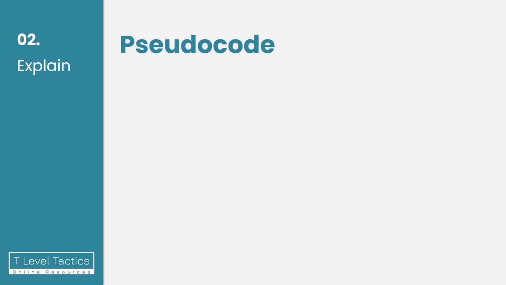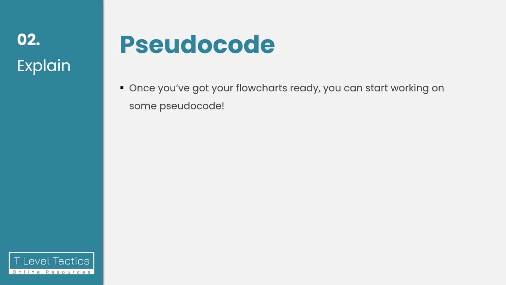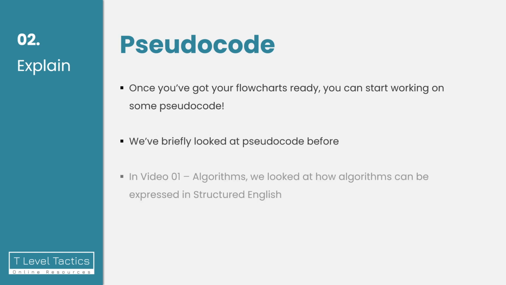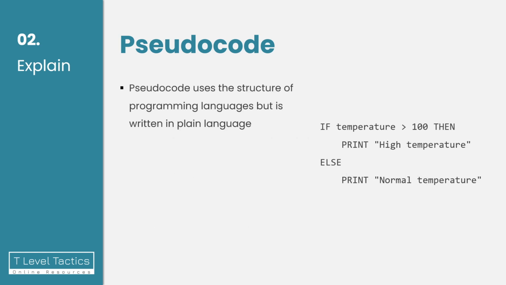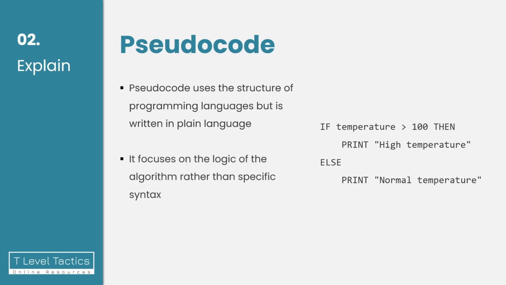Once you've got your flowcharts ready, you can then start working on some pseudocode. Now, we've briefly looked at pseudocode before. In video 1, Algorithms, we looked at how algorithms can be expressed in structured English. And structured English is a type of pseudocode. Pseudocode uses the structure of programming languages, but is written in plain language. It focuses on the logic of the algorithm rather than specific programming syntax. And it can be used to create high-level descriptions of algorithms.